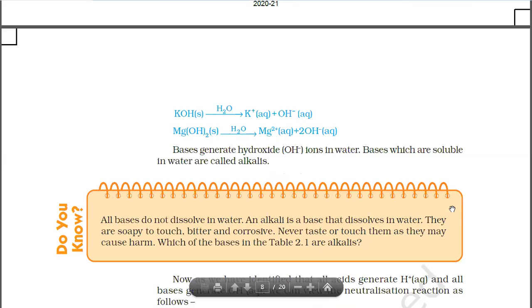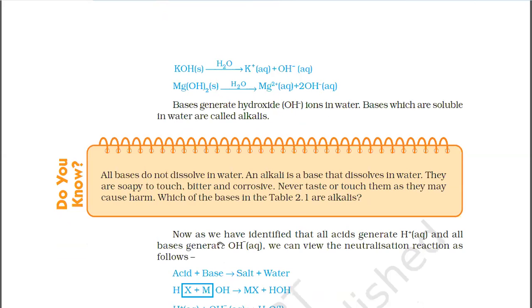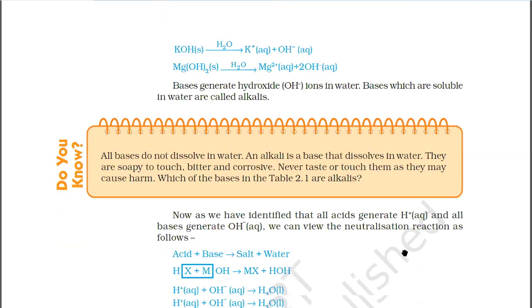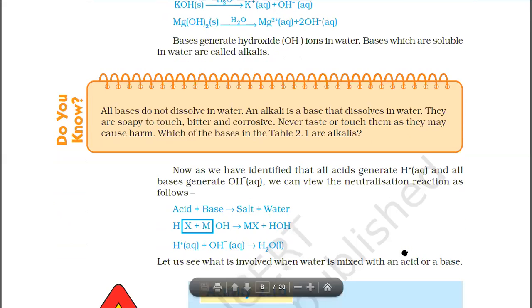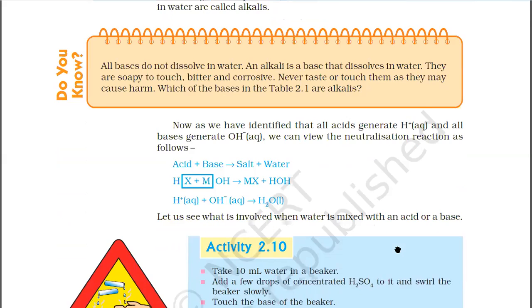Bases which are soluble in water are called alkalis. Do you know? All bases do not dissolve in water. An alkali is a base that dissolves in water. They are soapy to touch, bitter and corrosive. Never taste or touch them as they may cause harm. Which of the bases in table 2.1 are alkalis?